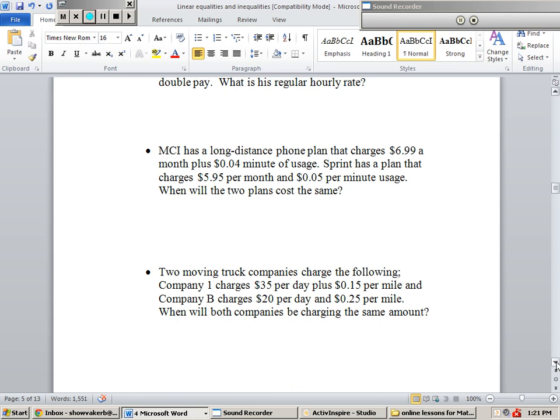MCI has a long-distance phone plan that charges $6.99 a month plus 4 cents per minute of usage. Sprint has a plan that charges $5.95 per month and 5 cents per minute usage. When will the two plans be the same? We need to write an equation for both of them. So we're starting with MCI. MCI has a $6.99 charge to start with, plus it costs 4 cents per minute. Sprint has a plan that costs $5.95 per month, plus 5 cents per minute. My question is, when do they equal each other?